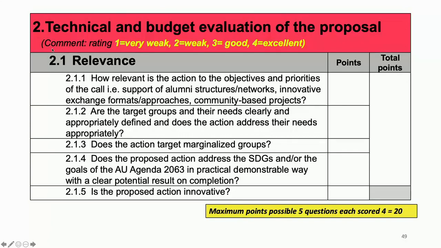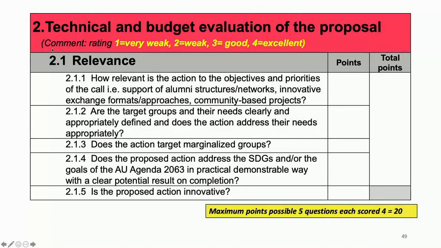2.1, the evaluation criteria related to the relevance of your proposal. 2.1.1. How relevant is the action to the objective and priorities of the call and support of alumni structures, networks, innovative exchange processes, community-based projects? It's measured how relevant your objectives and priorities are in relation to the funding window you picked. Is it excellent? You get 4. Is it good? You get 3.